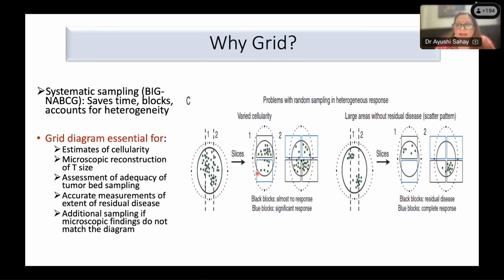So to avoid this, it is considered better that you give one full grid to account for heterogeneity in different areas of the tumor, so you can have a more adequate representation of the overall cellularity of the tumor. So it not only estimates the cellularity correctly, you can also do a microscopic reconstruction of T size. You can assess the adequacy of the tumor bed sampling, the extent of residual disease, and additional sampling if the microscopic findings do not match. I will show you how.